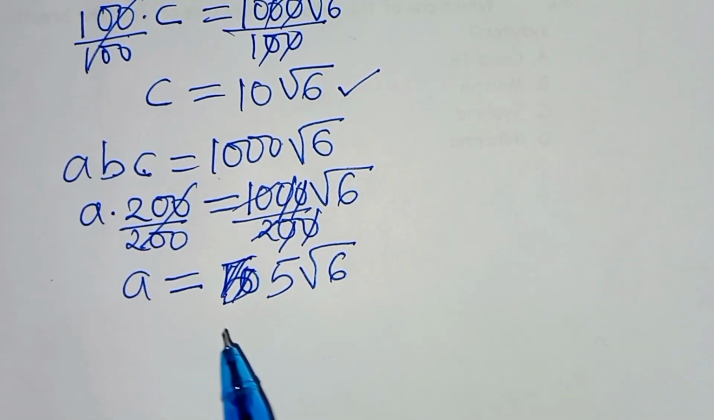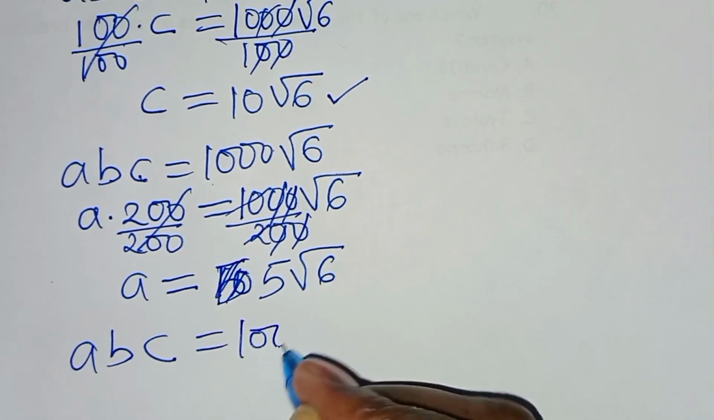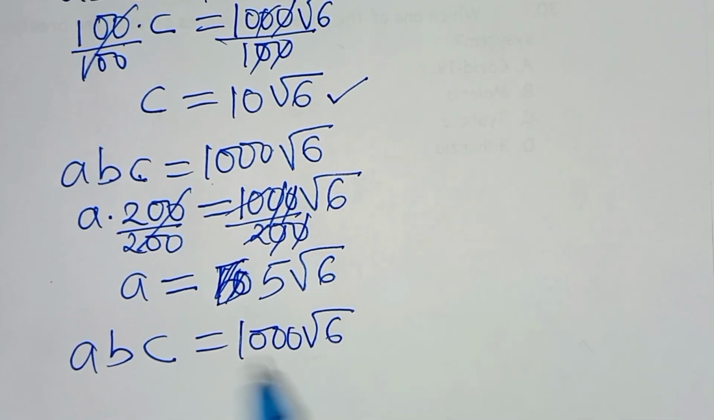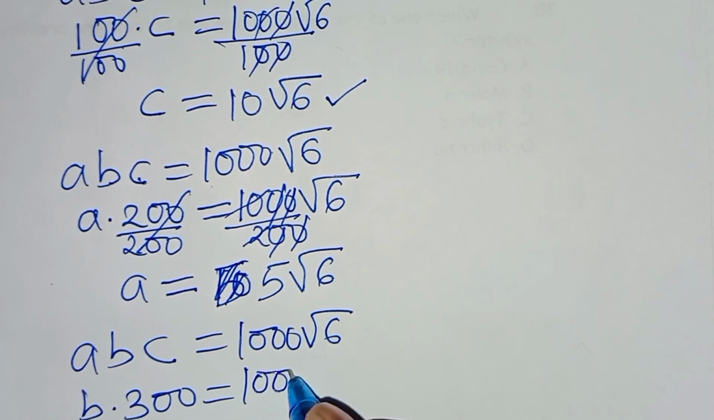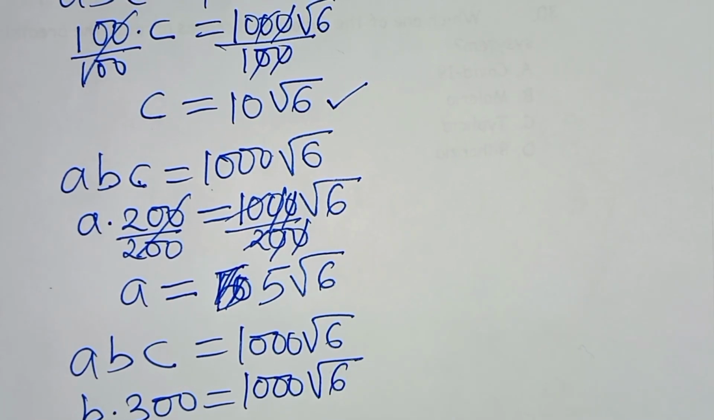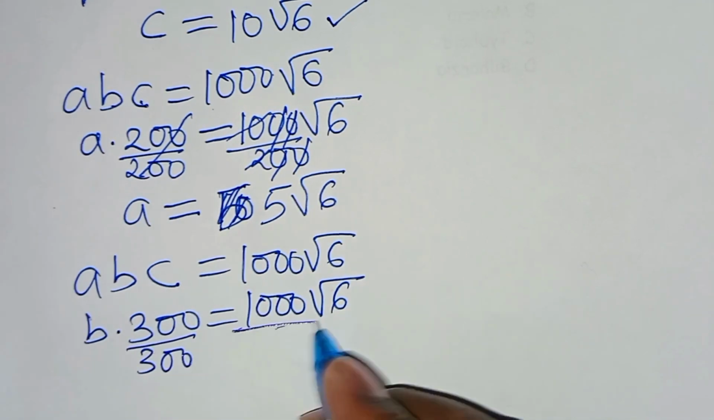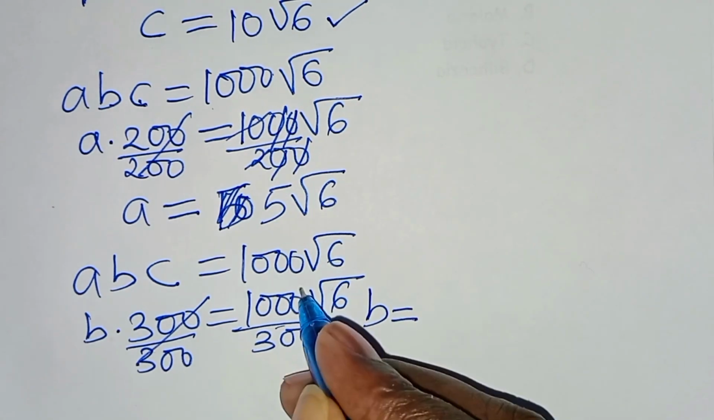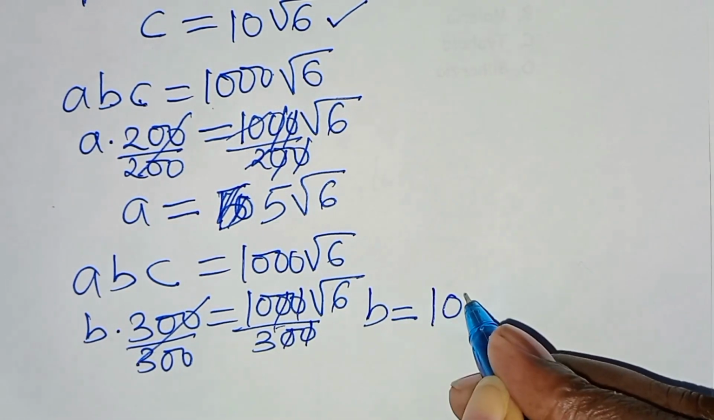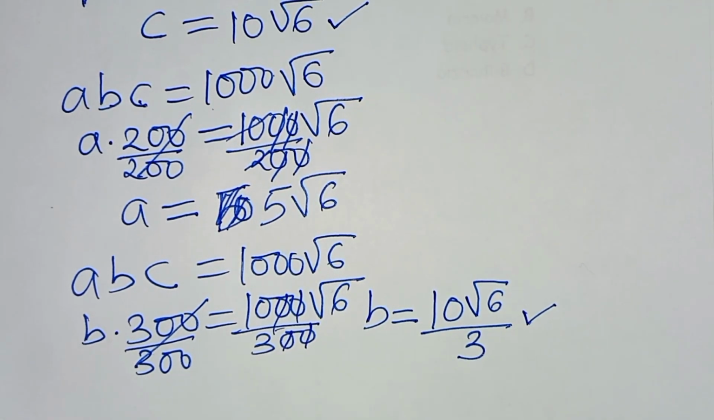And then let's solve for the other value, the b. We have abc equal to 1000 square root of 6. We have that ac is equal to 300. So we'll have b times 300. This is equal to 1000 square root of 6. So let's divide both sides by 300 here, so that now the value of b is equal to, let's simplify here, 10 square root of 6 divided by 3. So this is the value of b.